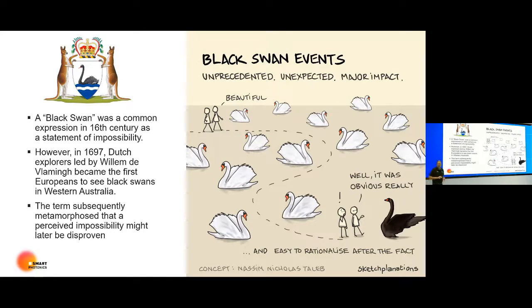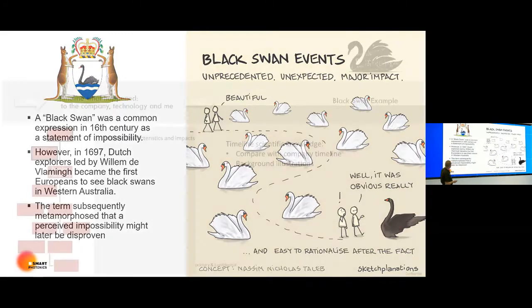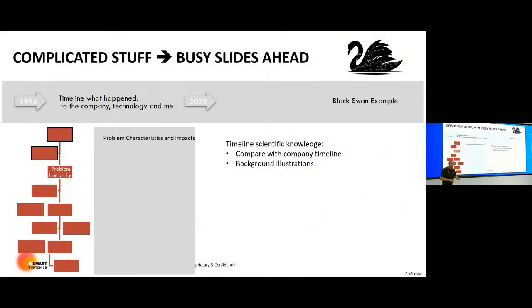It was a common expression in the 16th century for something completely impossible, until a Dutch explorer sailed all the way to Australia, up a river, and there he saw black swans. He was the first Western person from the Northern Hemisphere to see a black swan. So nowadays, black swan is used for something perceived to be impossible, but which still happens. By the way, there is now a statue along that river, so if you're ever in Australia, try to visit it.